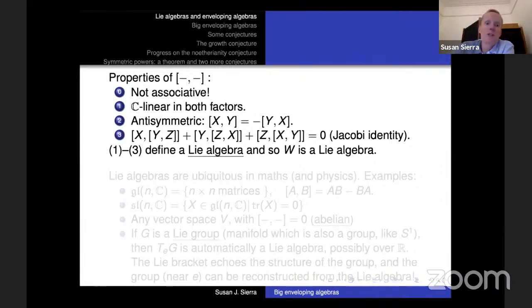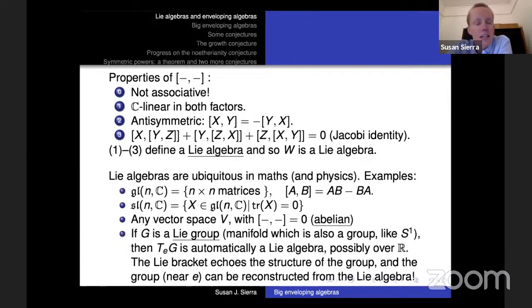So Lie algebras are ubiquitous. Some examples of Lie algebras: well, n by n matrices with entries from your favorite field, say the complex numbers, are a Lie algebra. And just defining the bracket of A and B to be the commutator AB minus BA satisfies these properties 1, 2, 3. And so you've got a Lie algebra.